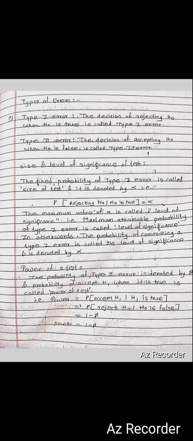In other words, the probability of committing a type 1 error is called the level of significance and is denoted by alpha.